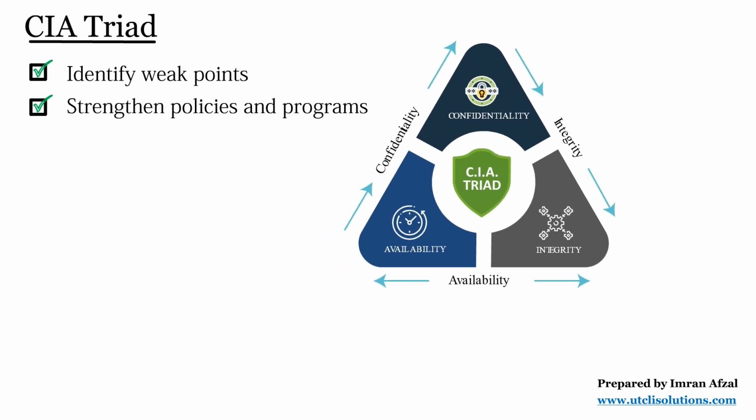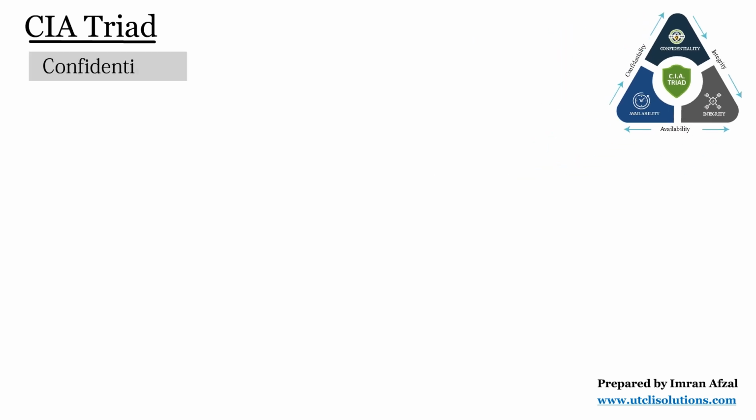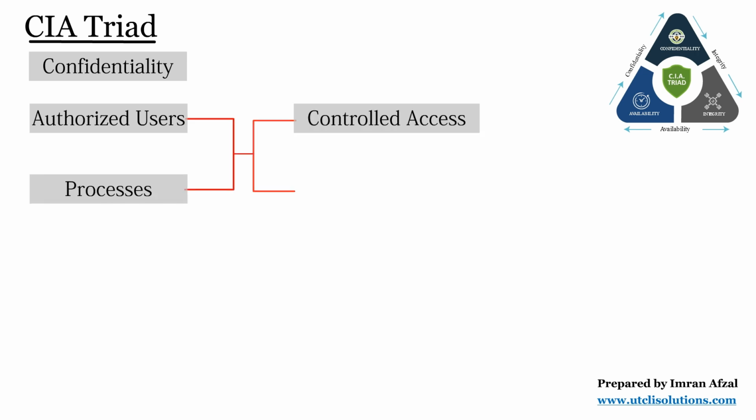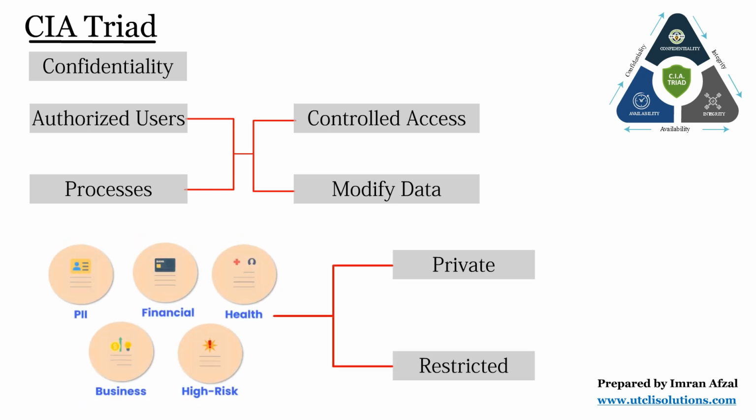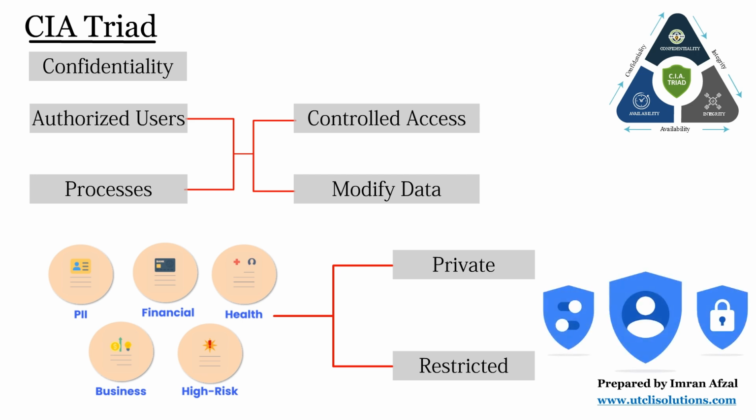The CIA Triad consists of 3 components: confidentiality, integrity, and availability. Let's break them down in more detail. Confidentiality. Confidentiality means that only authorized users and processes should access or modify data. It ensures that sensitive information remains private and restricted to those who need it. Think of confidentiality as privacy.